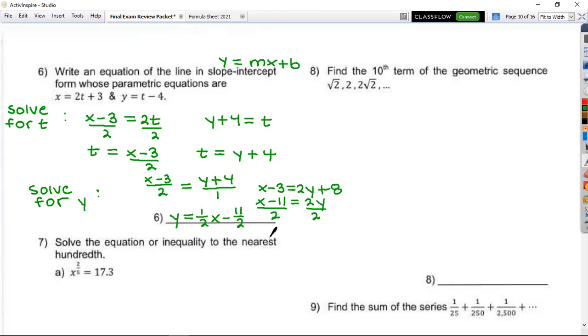All right, so that would be your final solution there. That is in slope-intercept form. All right, on that sheet, I'm going to go right on over to number 8. So look across to number 8.